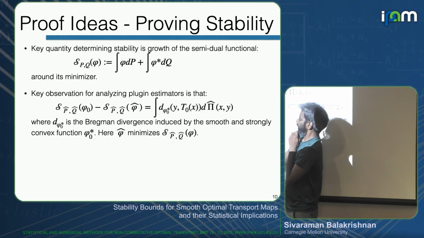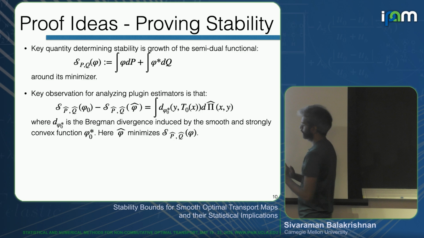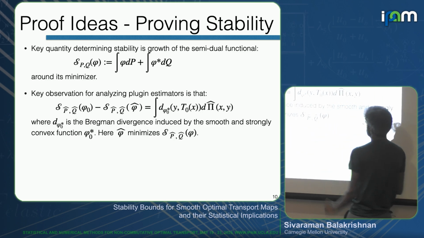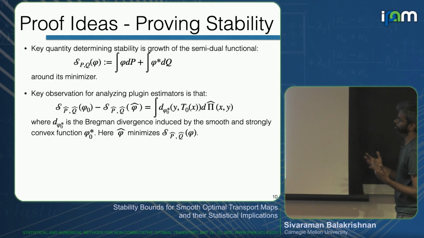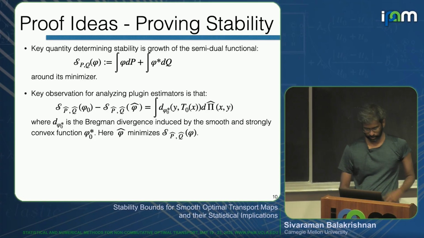It's maybe not very hard to derive. And this expression will just be useful for us. You can also ignore all of the connection to the semidual and just focus on this Bregman divergence. What we'll do is just upper and lower bound this Bregman divergence. And this will give us a stability bound.